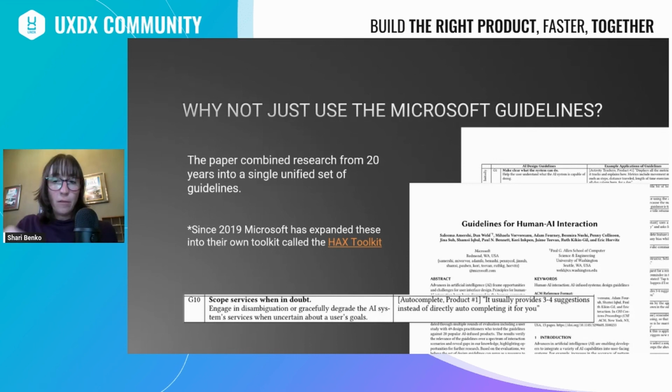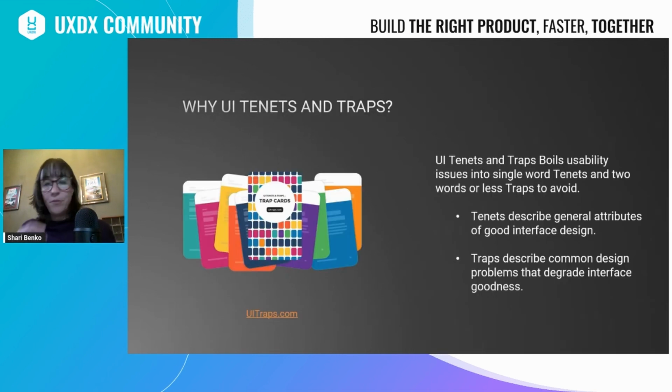But I also found that some of these guidelines were worded using a little bit more complex language than I preferred to use, which meant I wound up rewording them in order to communicate them to stakeholders. I'm a bit lazy, so I wanted to find a way to repackage them in a way that made it easier for me to use. I had also had a manager that gave me these Tenets and Traps cards. UI Tenets and Traps boils usability issues into single word tenets and two words or less traps to avoid. The tenets describe general attributes of good interface design. Traps describe common design problems that degrade interface goodness.